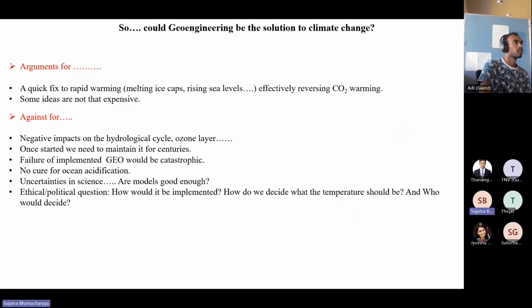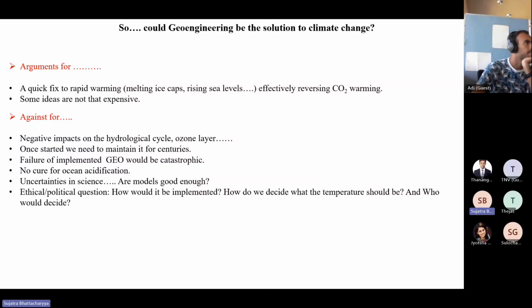Arguments for: an acute fix to rapid warming, to prevent the melting of ice caps and rising of sea levels, effectively reversing the CO2 warming, which works for the surface change. Against: the negative impact on the hydrological cycle and ozone layer. Once started, we need to maintain it for centuries. Failure of the implementation of geoengineering would be catastrophic.